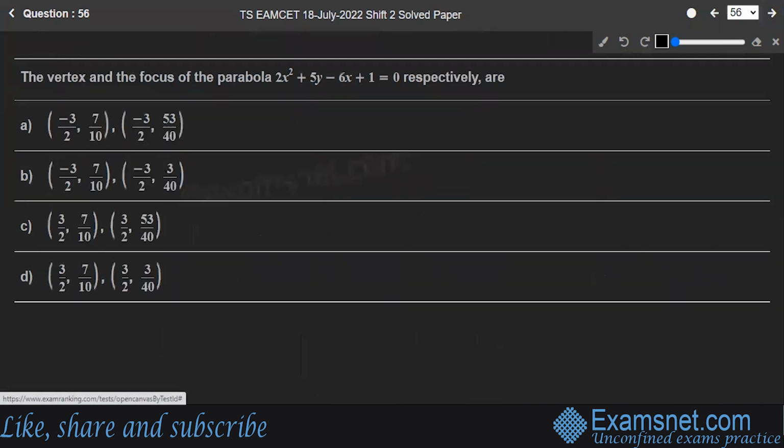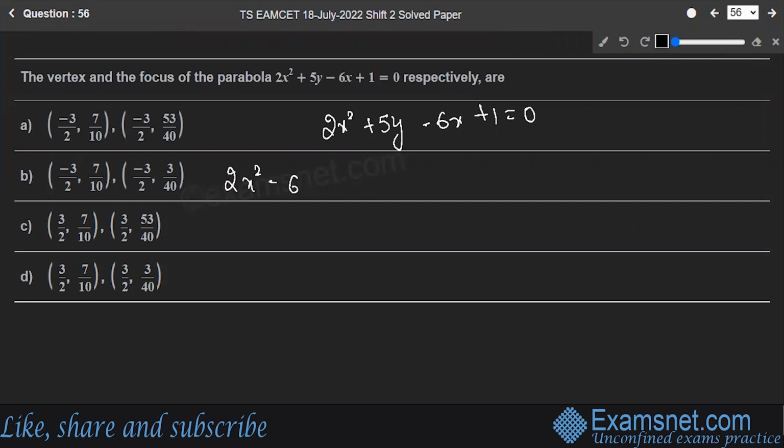Hope you understood. Next, question number 56. It says: the vertex and focus of the parabola 2x squared plus 5y minus 6x plus 1 is equal to 0 are. So this is the given equation. Now let's convert this whole into the perfect squares form. So I'll say 2x square minus 6x plus 9 by 2 plus 5y minus 1 minus 9 by 2 is equal to 0.